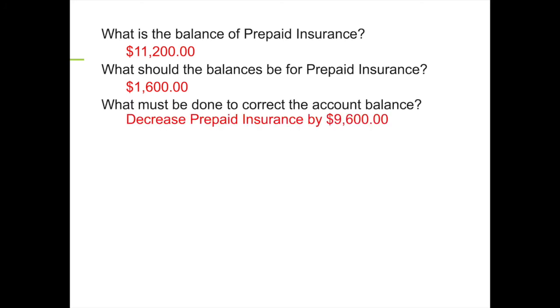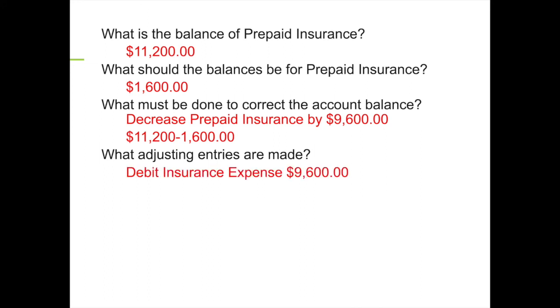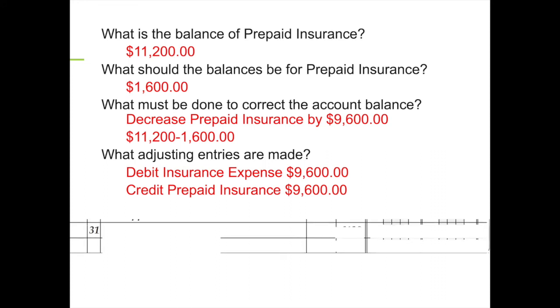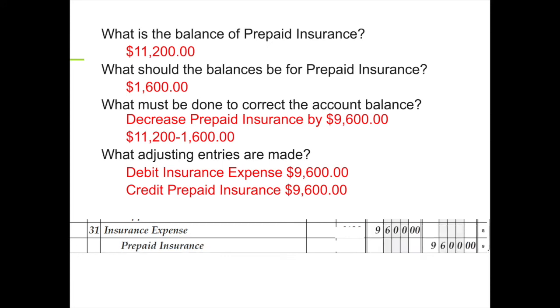What must be done to correct the account balance? You're going to decrease prepaid insurance by $9,600. You take the $11,200 minus the $1,600, and you come up with a new balance. What adjusting entries have to be made? You are going to debit insurance expense because you have to increase the amount of insurance expense by the amount that has expired throughout the fiscal period. You're going to credit prepaid insurance because that prepaid insurance has to go down by the same amount. To record this, put the date, the 31st, insurance expense debit, prepaid insurance credit.